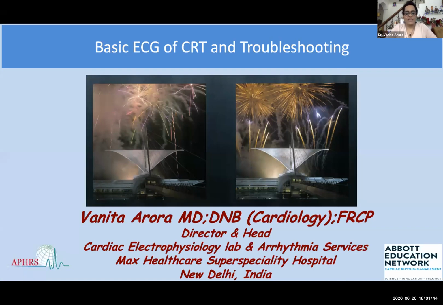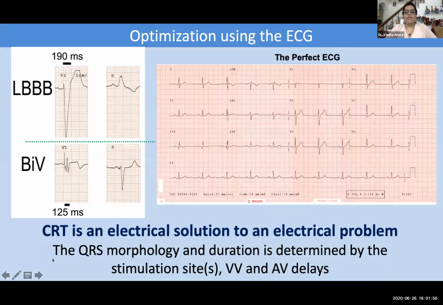Daniel gave an excellent presentation on ICD algorithms. My topic for discussion today is totally different. It is on CRT, the basic ECGs of CRT and the troubleshooting we can do with them. On the right side of my slide is a perfect ECG. This is what we love, a beautiful sinus rhythm, a narrow QRS, 1:1 conduction. And this is what we are aiming at when patients show a wide QRS of a left bundle branch block: we try to narrow it down so that it looks as perfect an ECG as possible.